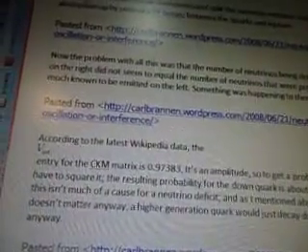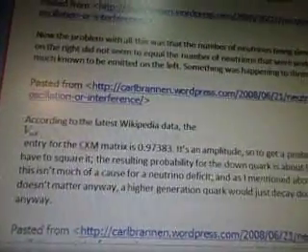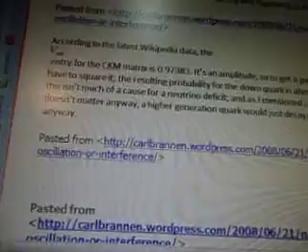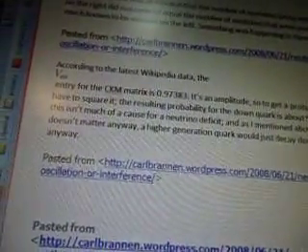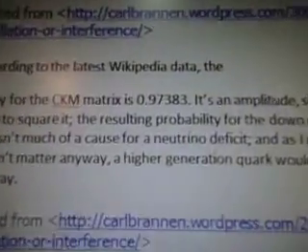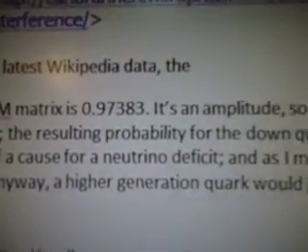Now the problem with all this was the number of neutrinos being detected on the right did not seem to equal the number of neutrinos that we've pretty much known to be emitted on the left. Something was happening to them. I was talking about the fact that half of them split in half and the other half split into 4. I haven't figured out why though. According to the latest Wikipedia data, the VUD entry for CKM matrix is 0.97383.